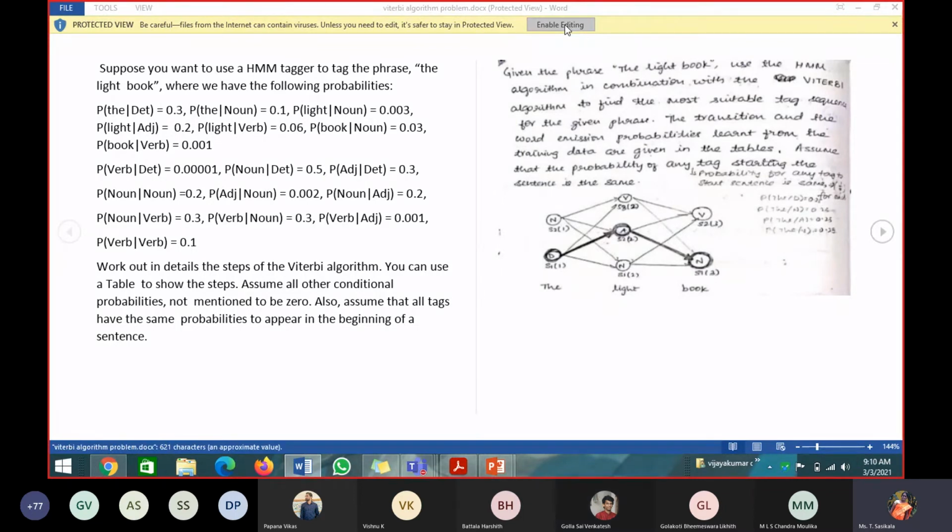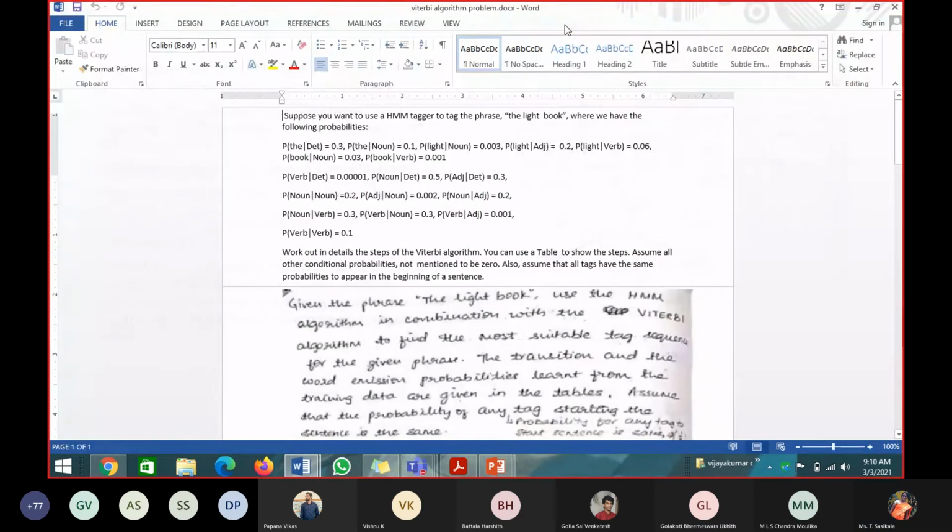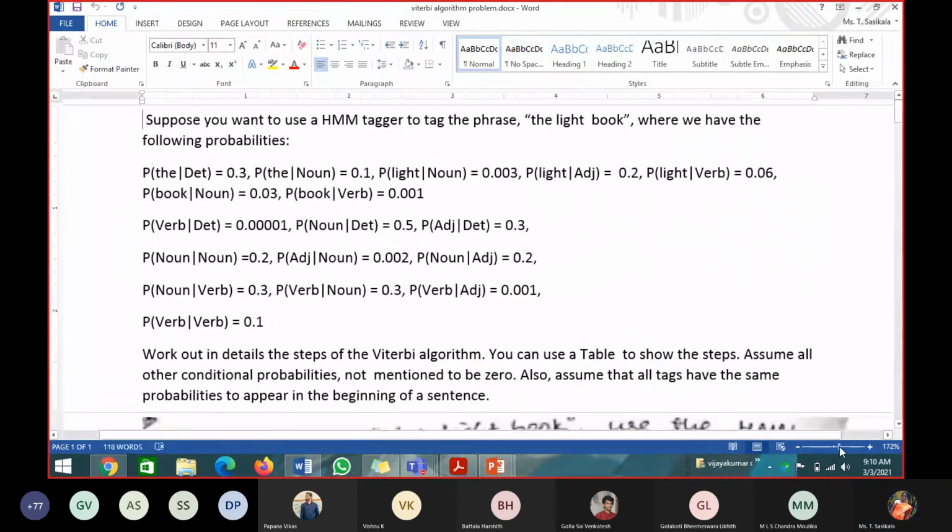Yes, ma'am. Yes, please make a note of this problem. At least one problem, please write it in your notebook. Your questions will be like this. You'll be getting a question on the Viterbi algorithm for POS tagging. Are you able to see, or do I have to zoom a little bit? Is it fine now?